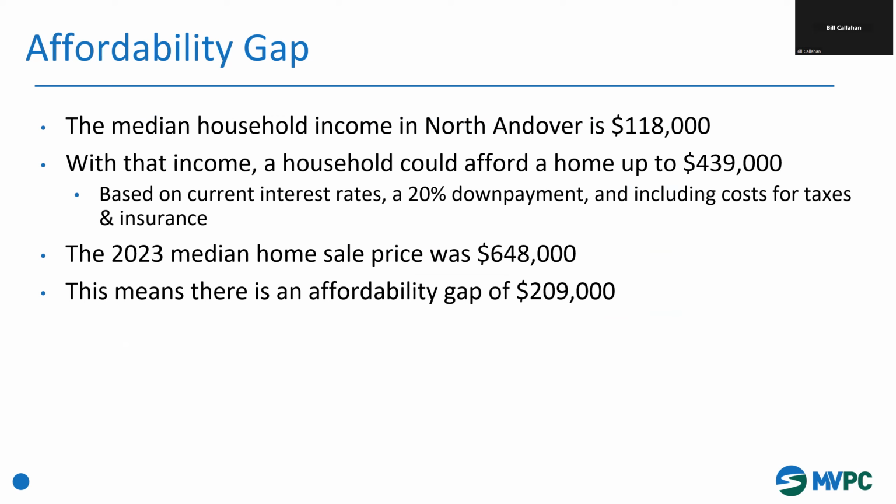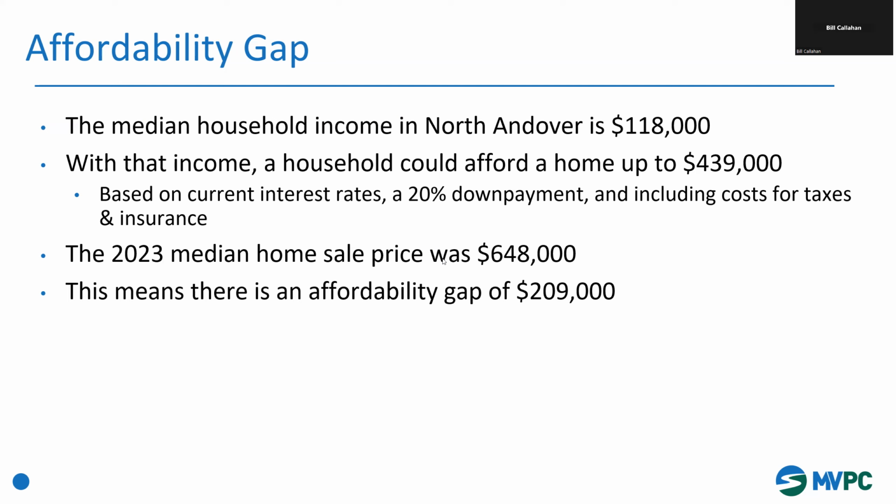So the median household income in North Andover at recent census data was $118,000. With that income, if you factor in a 20% down payment and current interest rates and costs for taxes and insurance, we get roughly that that income household could afford about a $440,000 home. However, in North Andover, the 2023 median home sale price was $648,000. So we see roughly a $200,000 affordability gap in town. So our median household income in North Andover cannot afford a median priced home in North Andover.